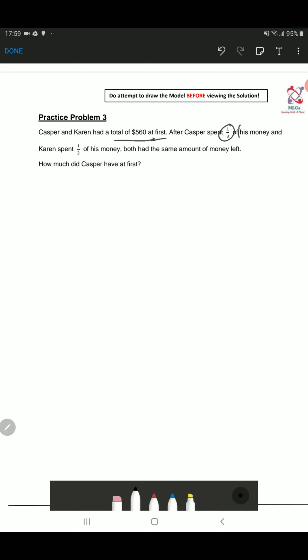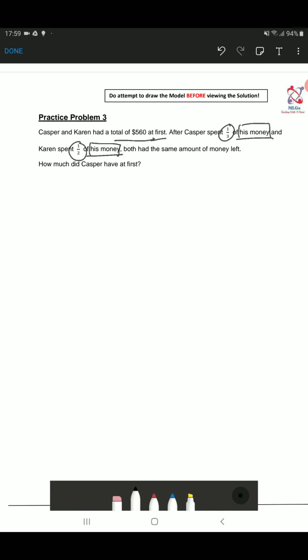The fractions don't belong to the same person. 1/3 belongs to Casper's money. Half belongs to Karen's money. So they don't belong to the same group, which means that you cannot make the denominator the same. You cannot add them together, right?